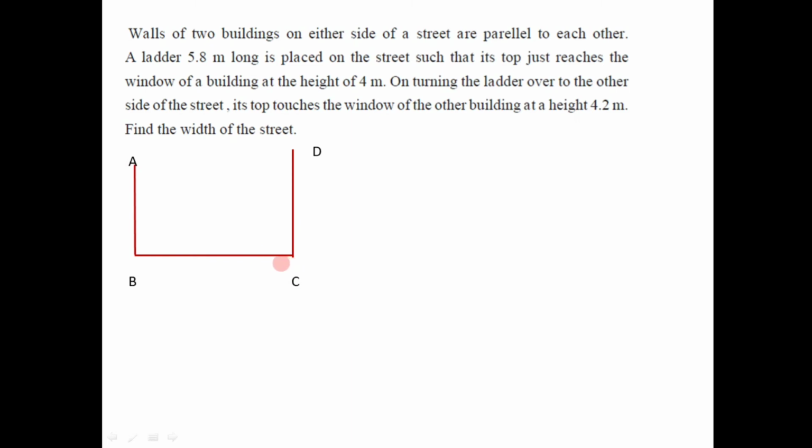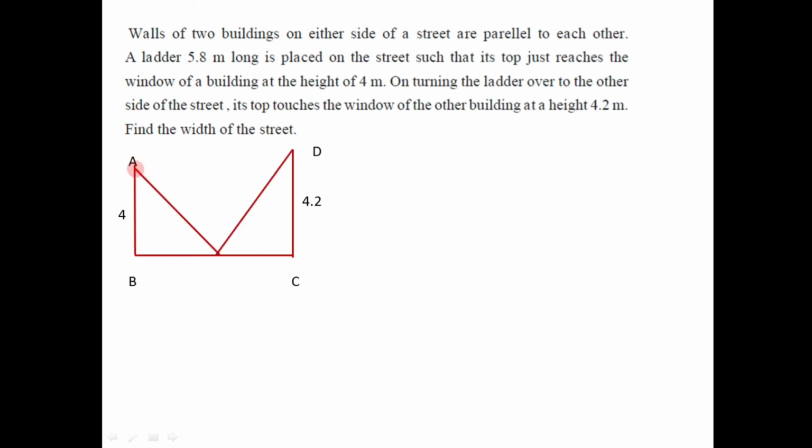Now it is also given that a ladder is placed on the street such that its top reaches the window of the building of height 4. So let us consider the height of building AB to be 4 meters and the height of building CD to be 4.2 meters. Now it is given that a ladder of length 5.8 meters is placed on the street such that its top just reaches the window of a building at height 4 meters.